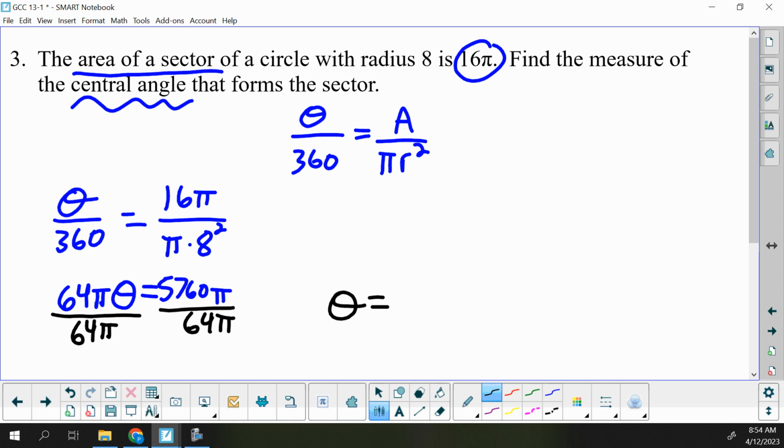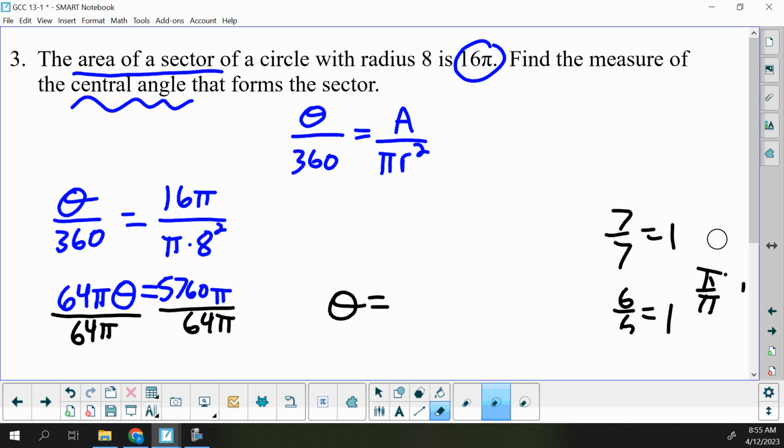So on the left, we'll just have theta. Now on the right, notice we have a pi in the numerator and a pi in the denominator. Well, if you had 7 divided by 7, that's 1. If you had 6 divided by 6, that's 1. So if you have pi divided by pi, that's also 1. So the pi's essentially divide each other out, and it'll be a 1, so that's not going to factor in our answer. So we can just do the 5760 divided by 64.